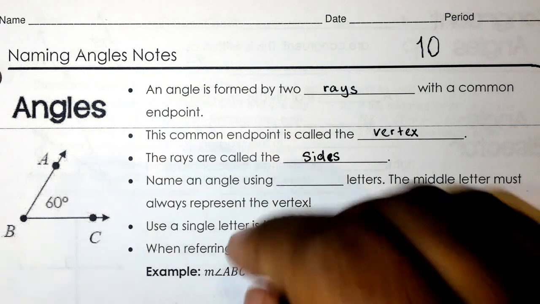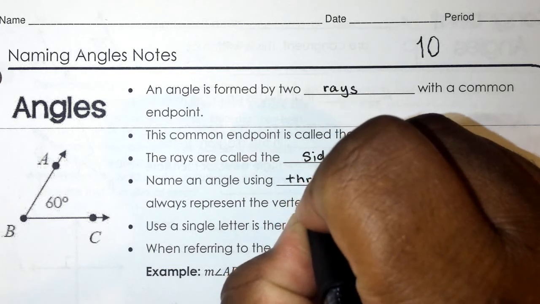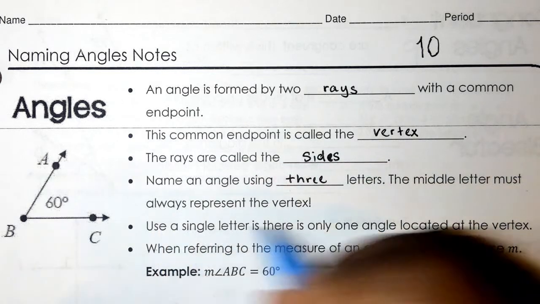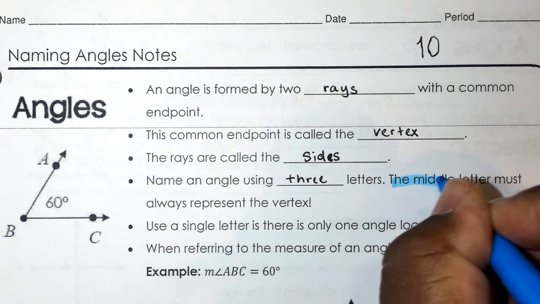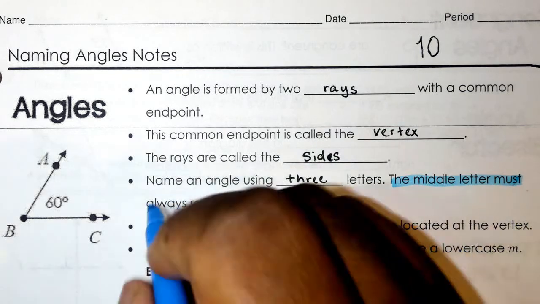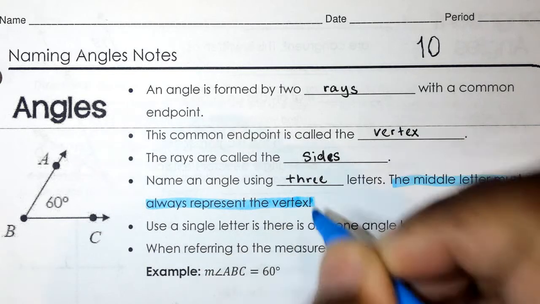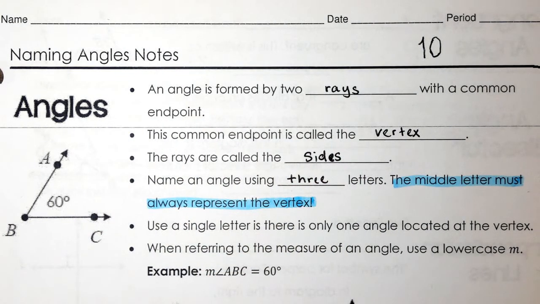We name an angle using three letters. This next sentence is probably the most important part, the thing that messes my kids up every year. The middle letter must always represent the vertex. So when you name an angle, you have to name it with three letters, but the letter in the middle must always be the vertex. So you can't just name it with any combination of letters any way you want. It's specific.